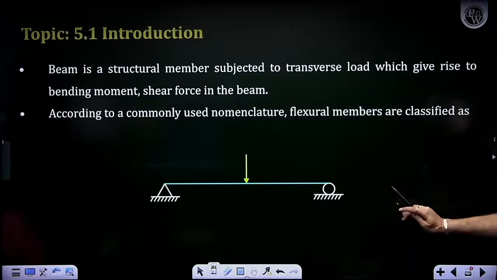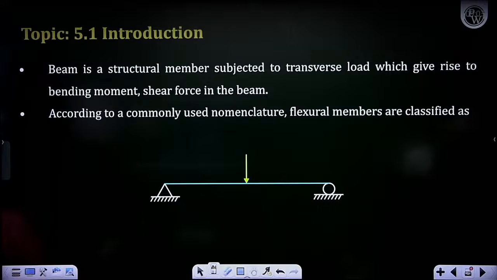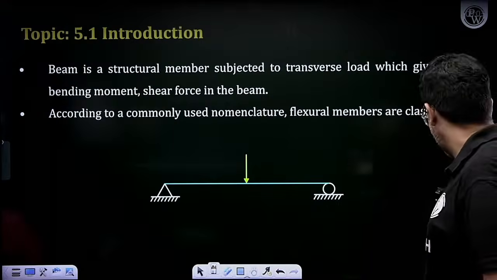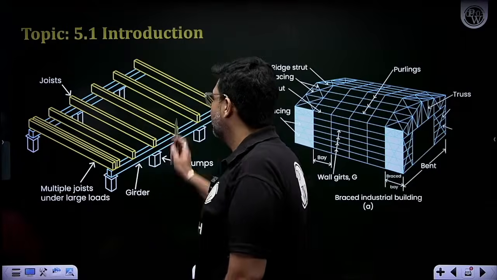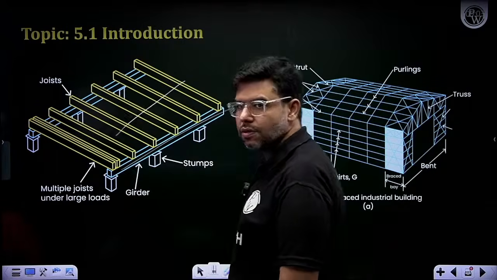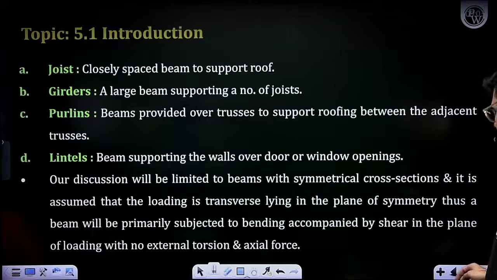Now I will show you beams once. A beam is a structural member that is subjected to bending action. In our course we have only beams that are subjected to only bending. This is a simply supported beam. A beam can be a joist, that is a small section beam. These joists all rest on a girder like this. This is all about beams. You can have lintels as well.